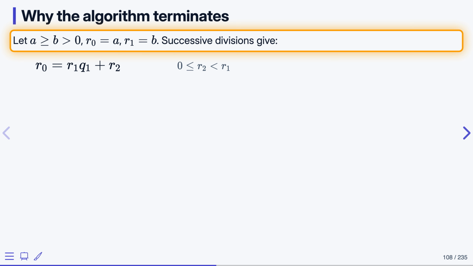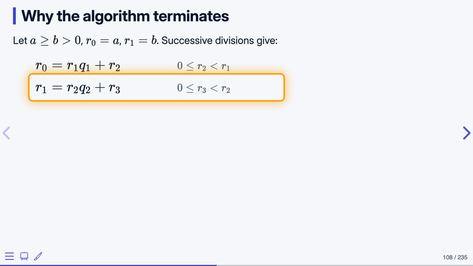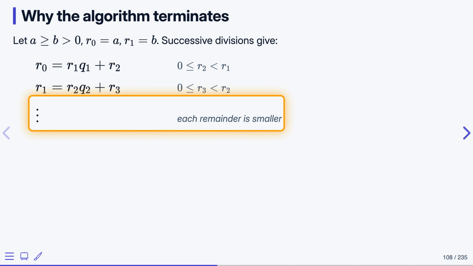Now let's see why the algorithm always stops. Start with A at least as big as B. Call A the value R0, and call B the value R1. Step 0, the first division: R0 equals R1 times Q1 plus R2, and R2 is at least 0 and smaller than R1. Step 1, the next division: R1 equals R2 times Q2 plus R3. Again, the new remainder is smaller. Step 2, and so on.